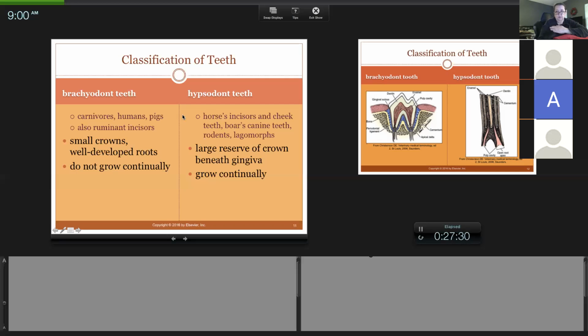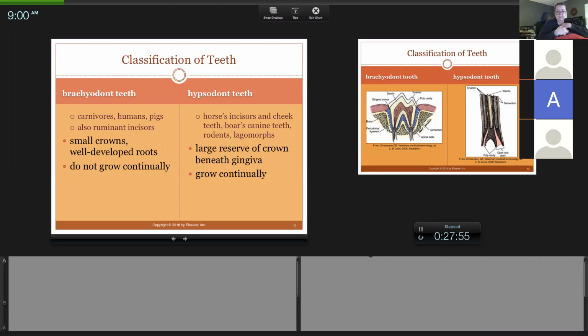Now, horses' incisors and their cheek teeth, which are in the back, are hypsodont. They call them cheek teeth, and that's a common term in horses. A boar, if you've ever seen a wild boar in a movie, has those really big tusks, really, really long. A boar is an intact male pig, a pig that has not been castrated. They can be very aggressive.